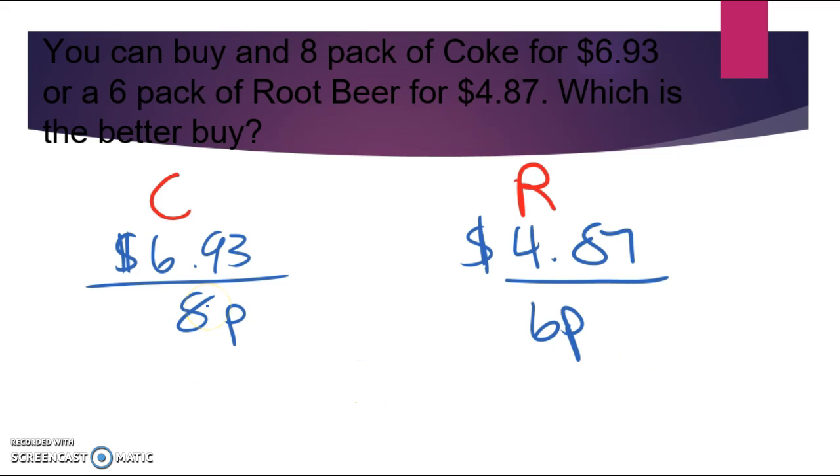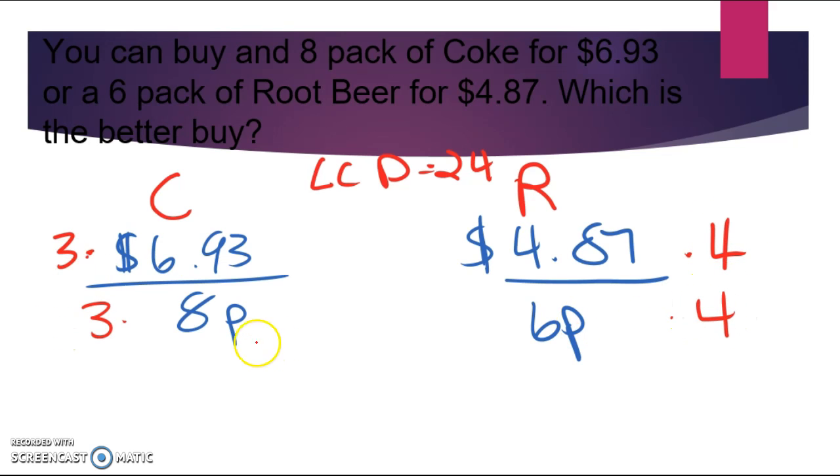So we have 8 and we have 6. The common denominator that they can both go into, our LCD, in other words, is going to be, let's see, we have 8, 16, 24. It's going to be 24. That's my LCD. So what times 8 gets me 24? That's 3. And then what times 6 gets me 24? That is going to be 4.